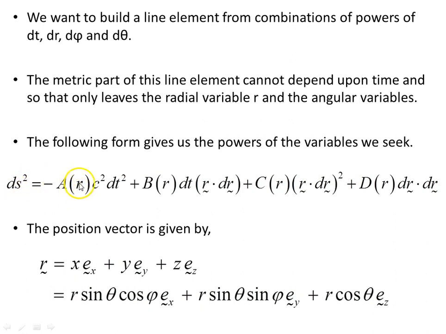ds squared is this object here, dt squared, and so on, r dot dr squared, multiplied by dt here, sorry, I forgot to mention. Then over here, dr dot dr. That's all the combinations that will result in powers of dt squared, dr squared, d theta squared and d phi squared. Alright, to see that, the position vector is given by this object here, familiar object. In spherical polar coordinates, that's this.